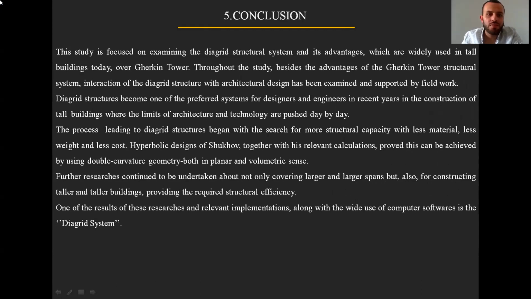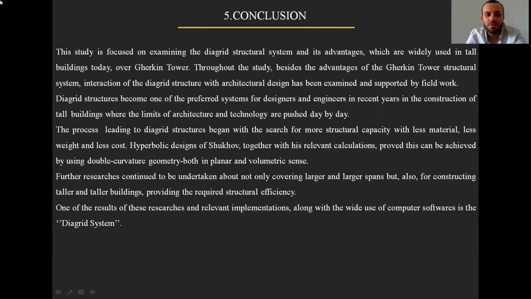Conclusion. This study focused on examining the Diagrid structural system and its advantages, which are widely used in tall buildings today. Our case is the Gherkin Tower. Throughout the study, besides the advantages of the Gherkin Tower structural system, the interaction of the Gherkin Diagrid structure with architectural designs has been examined and supported by fieldwork. Diagrid structures have become one of the perfect systems for designers and engineers in recent years in the construction of tall buildings, where the limits of architecture and technology are pushed day by day.